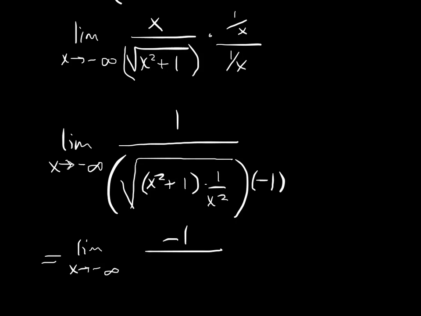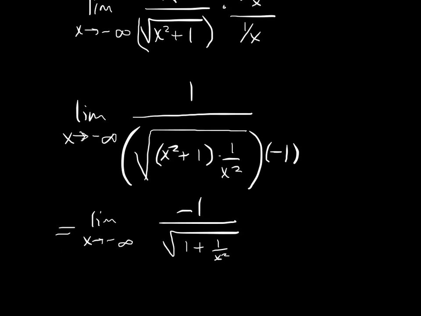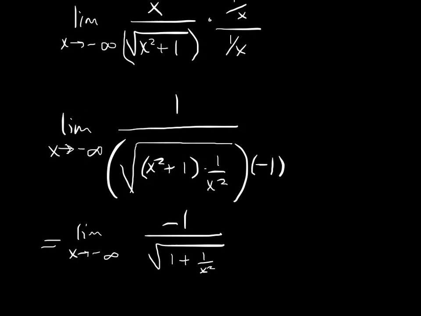In the denominator, the radical becomes 1 plus 1 over x squared. Okay, give ourselves a little more space here. So, anyway, now it's easy because everything's a number except this 1 over x squared, which goes safely to 0, and that becomes negative 1 over radical 1 plus 0, which is a stupid way to write the number negative 1.